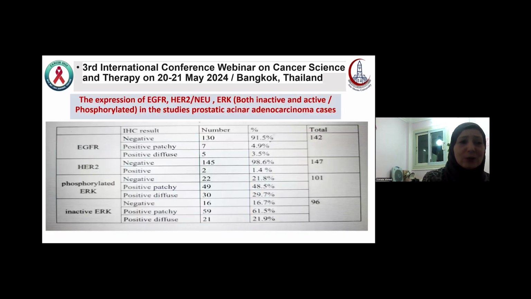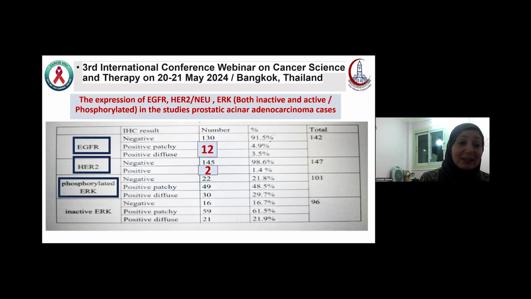And this is the table for our result. EGFR was expressed in 12 cases, whether low expression, patchy, or diffuse. HER2-NEU was expressed only in 2 cases. The phosphorylated active ERK was expressed in about 79 cases, and the inactive ERK was expressed in about 80 cases.